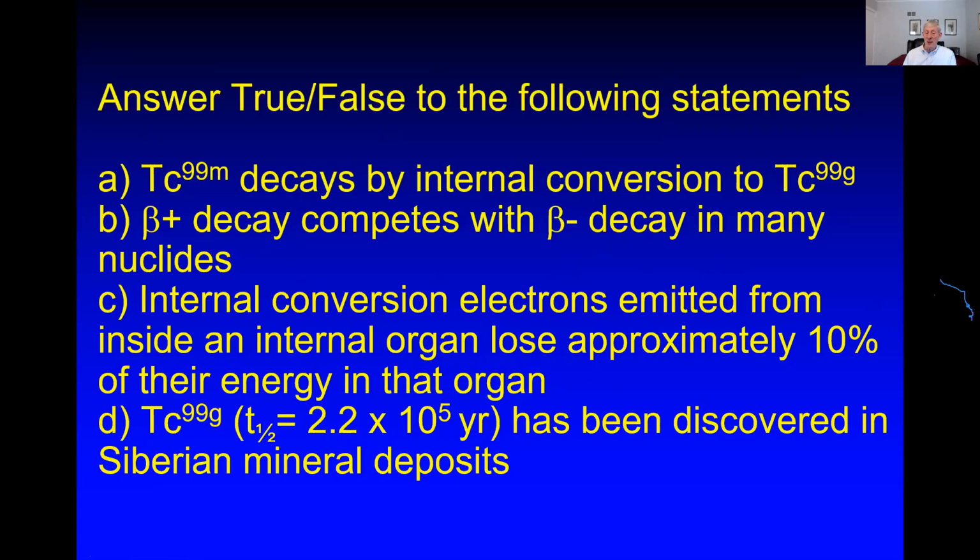Approximately what percent do they lose in that organ? No, it's almost all of it. 100%. Perfect. How far do those electrons go? They're not only low energy, but they're electrons. They don't go far. They only go a few millimeters. So they're going to dump all of their energy, not 10% of it, all of it into the internal organ. That's why we don't like internal conversion electrons.